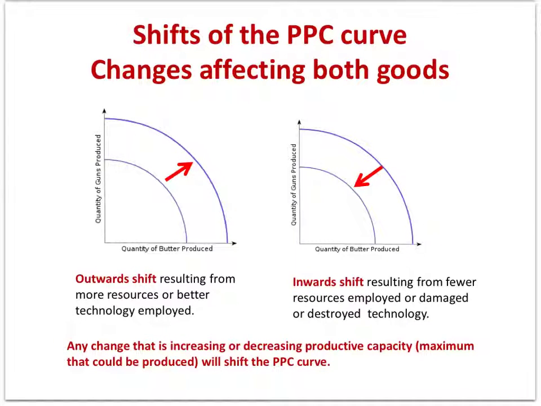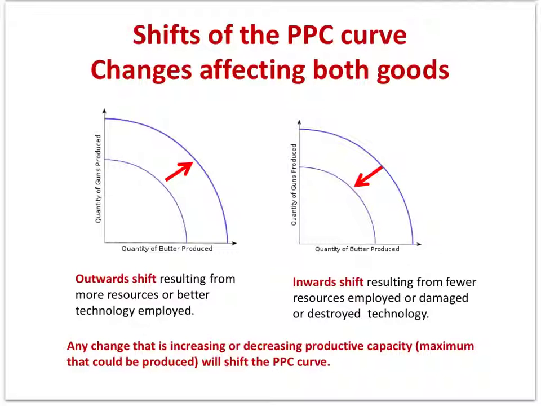If the amount of resources available for production or the state of technology are not fixed, productive capacity will change and we will be able to produce more or less of the goods. So, for example, if we have more resources or better technology used in production, productive capacity will increase and the PPC will shift outwards. If it happens that we have less resources available or technology is damaged, let's say in some natural disaster, then productive capacity will decrease and we will be able to produce less of both goods.